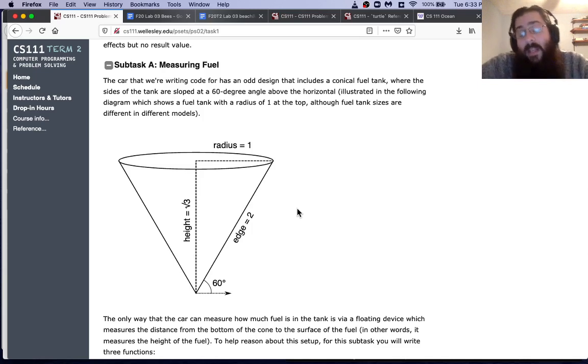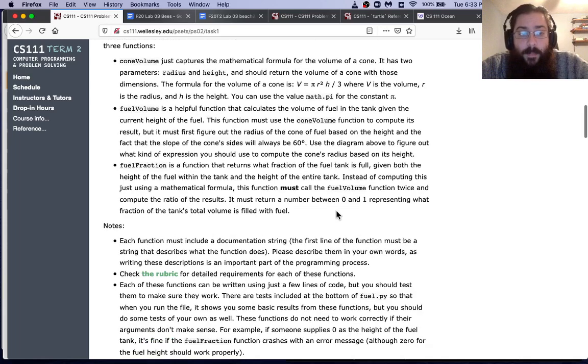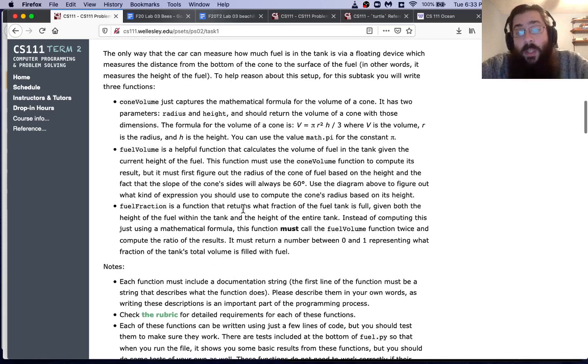Is it half a tank? Is it a quarter tank? Something like that. So for subtask A, we're doing some functions regarding this measurement of fuel itself. And there are 3 functions you need to write.